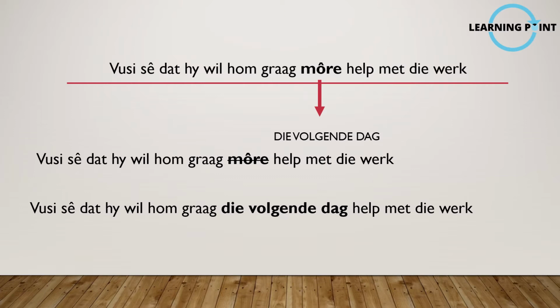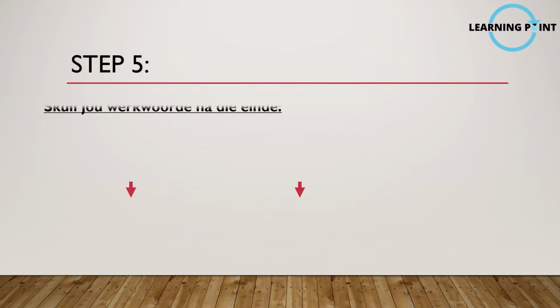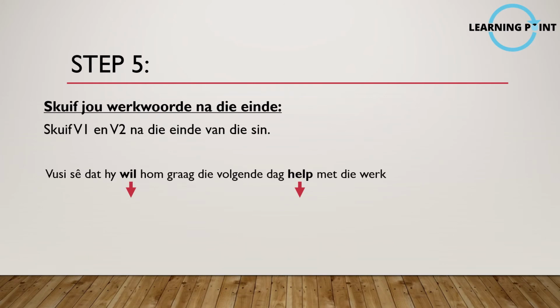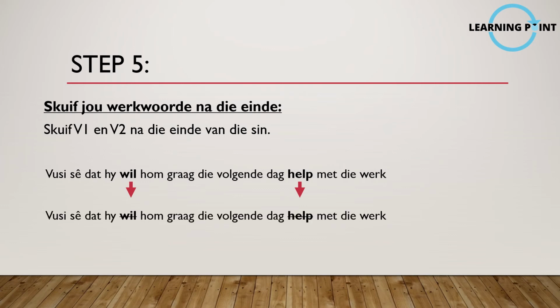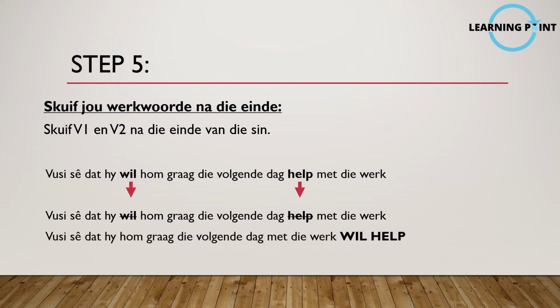So then our step 5 would be move your verbs to the end. So with our previous lesson, we looked at stompie. And in this instance, we have to know where our verbs are. In the position of verb 1, verb 2, we have to now move them both to the end. So in our sentence, it would be Vusi sê dat hy wil, that's our first verb, help is our last verb. So if we take them out completely and we move them to the end, in the order that we took them out, in the end of the sentence, it would be verb 1 and then verb 2. Vusi sê dat hy hom graag die volgende dag met die werk wil help.